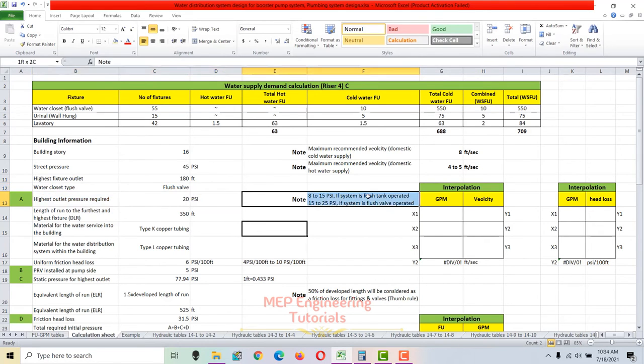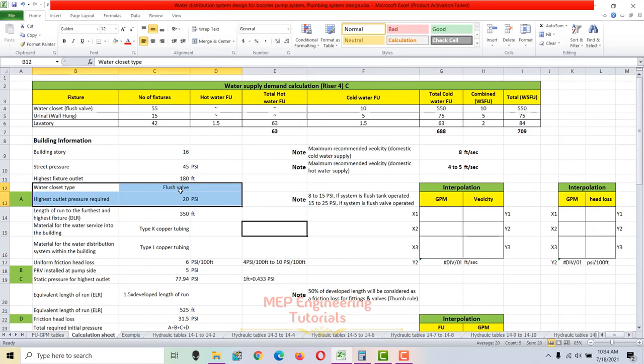If you see the note in here, if the system is flush tank operated, 8 to 15 psi, we have to use the operating pressure, and if the system is flush valve operated, we have to use 15 to 25 psi. Since in our case we said that the water closet is flush valve operated, we have used 20 psi. In this second case, 15 to 25 psi we can use, so we have used 20 psi in here.